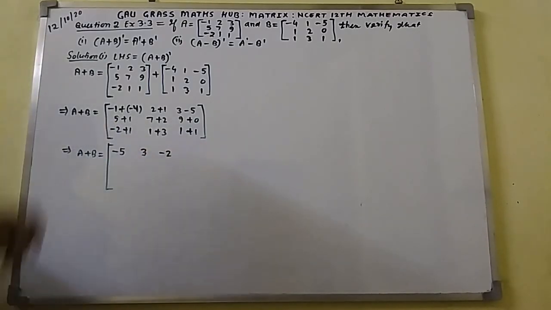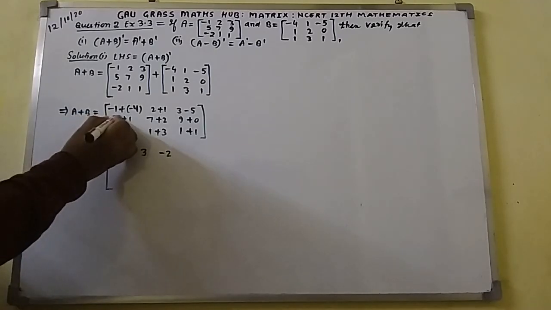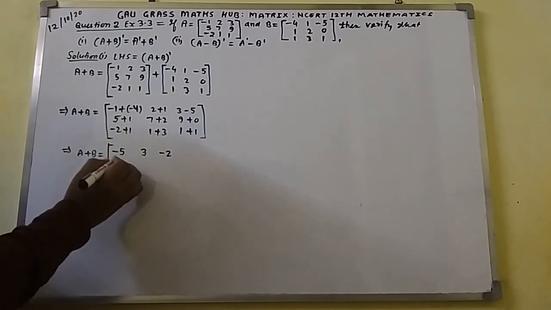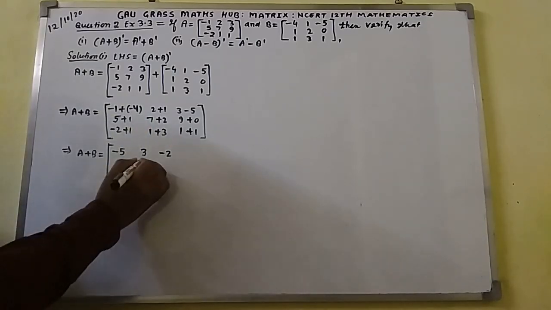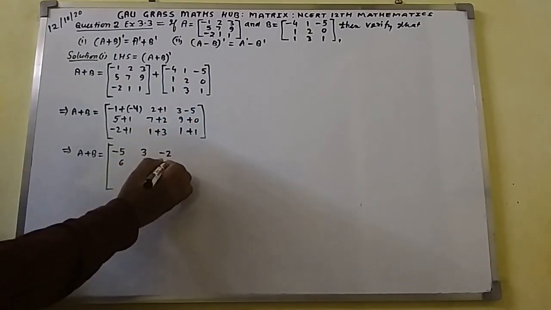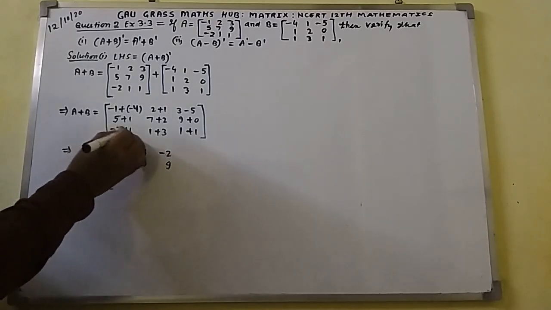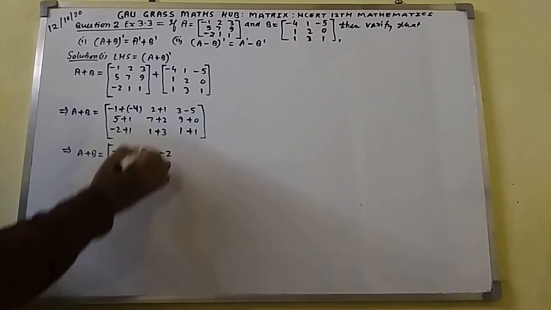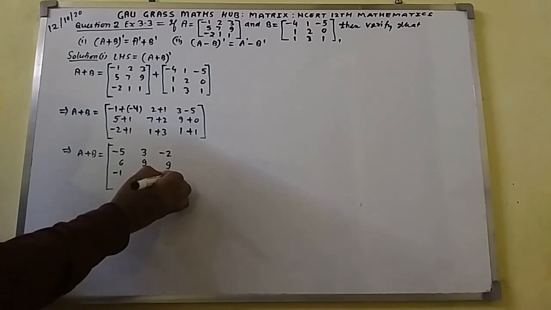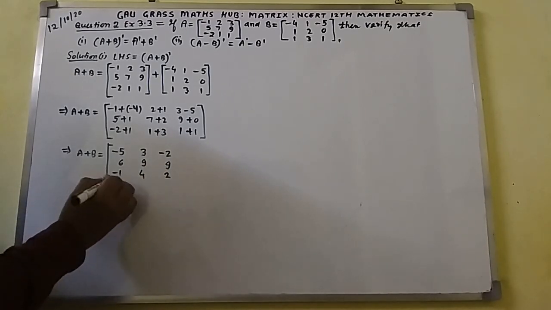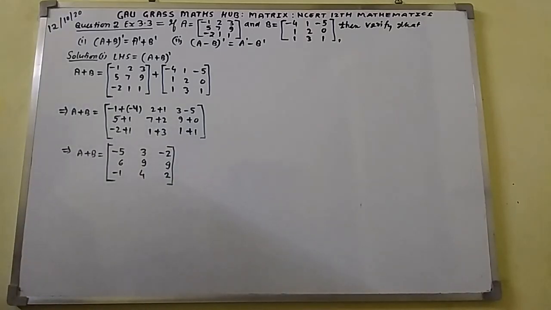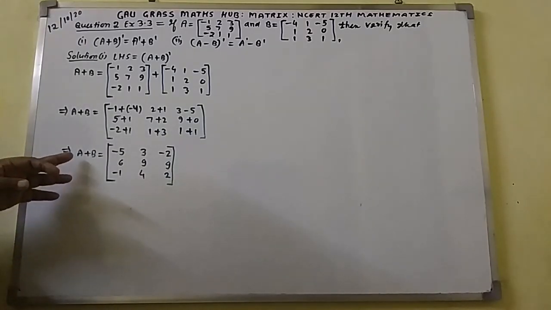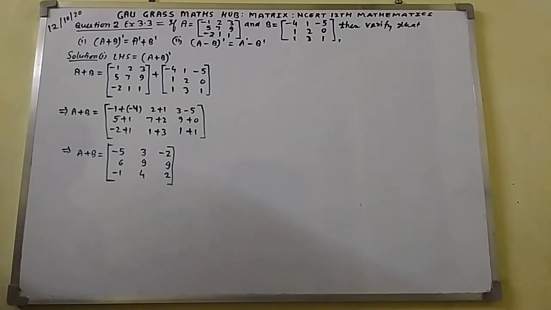Here you can see 5 plus 1 gives 6, and 7 plus 2 gives 9, 9 plus 0 gives 9. Then this one gets -1, this one gets 4, and this one gets 2. Do the operation like this. After that, you have got A plus B equal to this matrix.